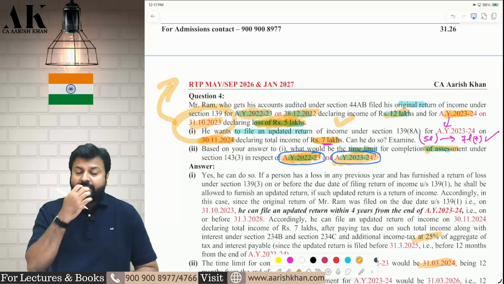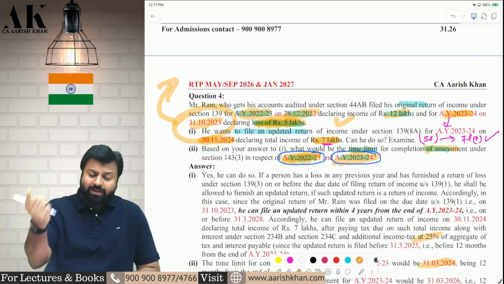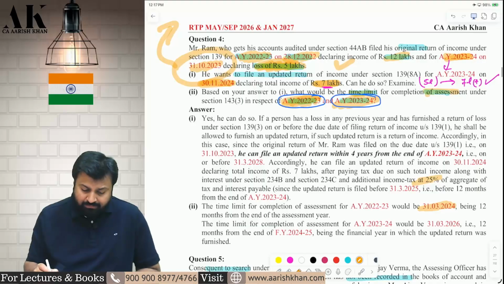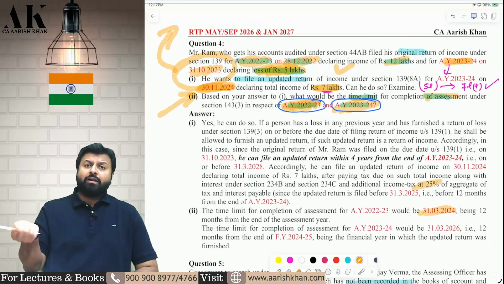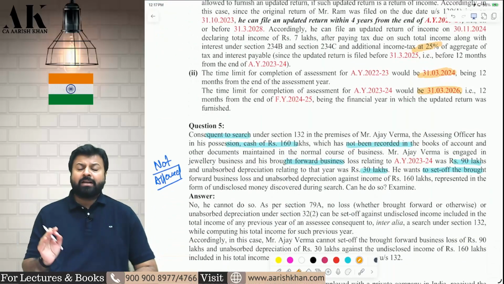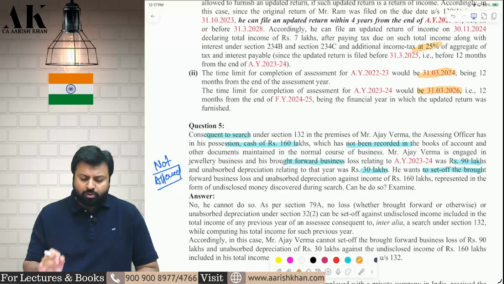So the updated return is furnished on 30th November 2024. 12 months from the end of 24-25 will come to 31st March 2026. So in this case, the assessment can be completed till 31st March 2026. I hope it is clear to all of you. Let's go to question number 5 now.